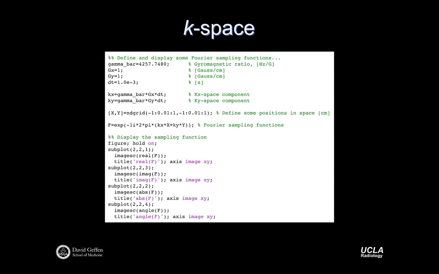And then this is just the Fourier sampling function that we were talking about in the previous slide. It's just e to the minus i times 2 pi times my k vector, k dot r. And here I have kx times my x position, and ky times my y position. And I've mapped this out across all x and all y for the specific kx and ky that I defined up here. And so these are the actual Fourier sampling functions. This is what the MR instrument is doing behind the scenes. It's using the gradient that you prescribe for a duration that you define to set up a spatial frequency sampling function of the underlying magnetization.